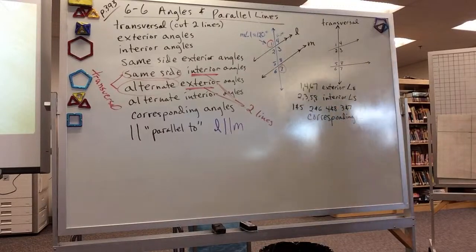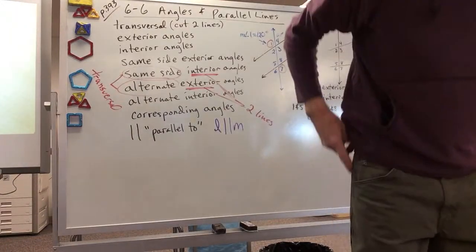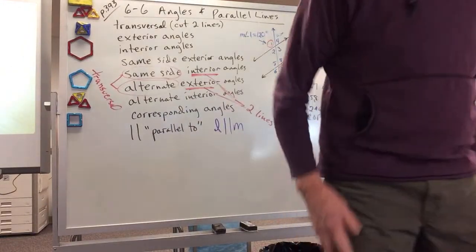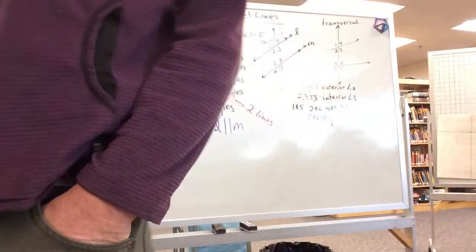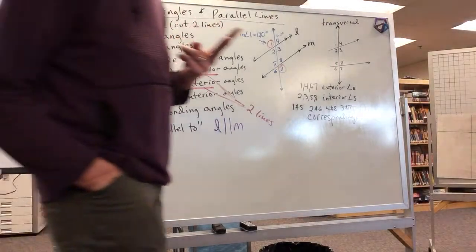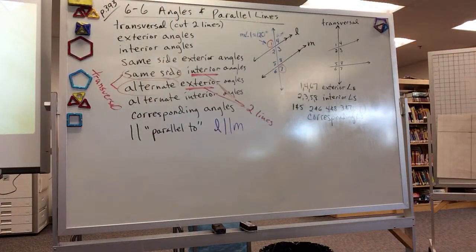Where are you at? For number 1? Yeah, so 1 and 3, what can you conclude about them? Can you conclude anything about their measures? They're both exterior. Are they or not? 1 and 3? Okay, so they're both exterior, and then where are they located compared to the transversal? On the left.